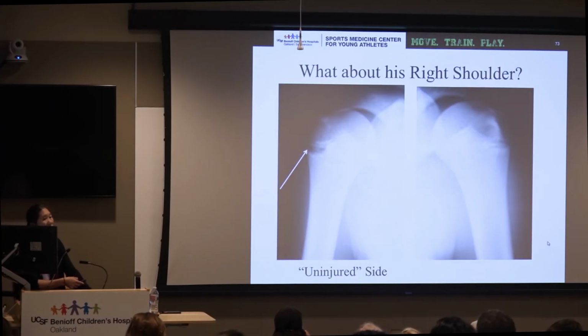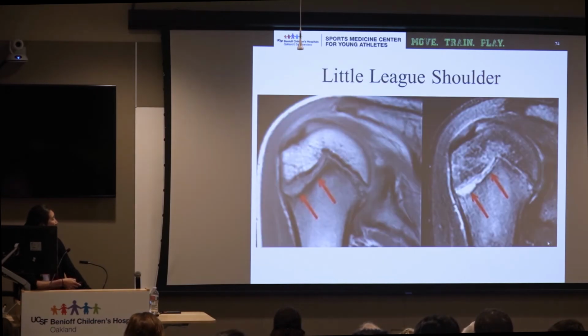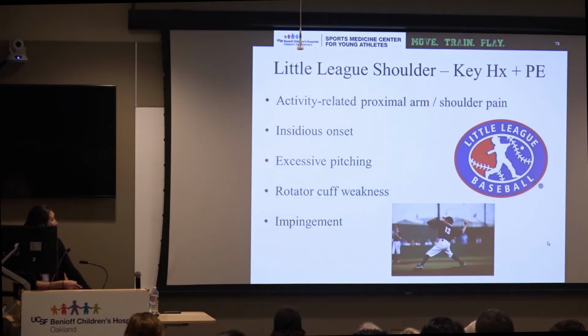All right, what about his right shoulder? Remember his right shoulder hurt? Look what happened when you image his right shoulder. Okay, this is the uninjured shoulder, and this is the dislocated shoulder. What's going on there? Okay, he's got little league shoulder on the right arm. Here's a widened physis, a growth plate, edema in it, and this is what happens. Excessive pitching, rotator cuff weakness, impingement. I see this all the time.